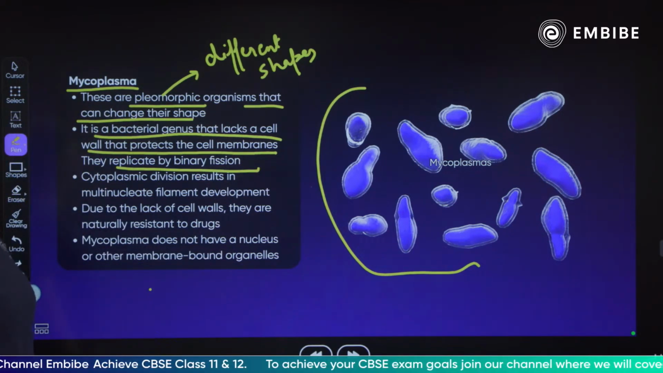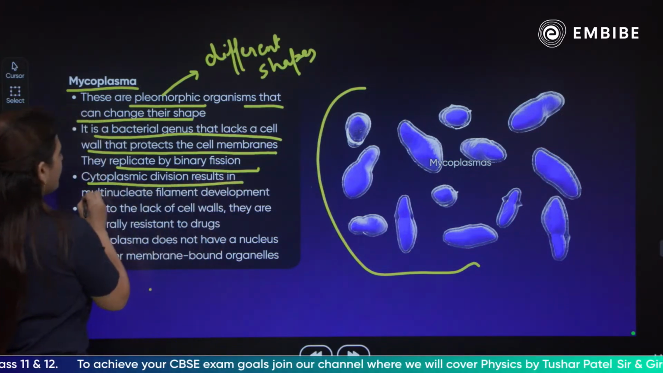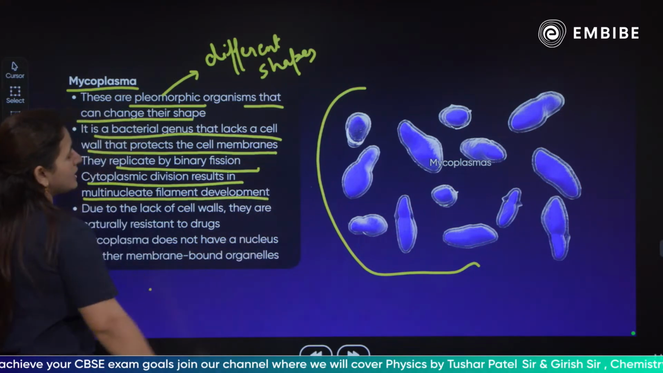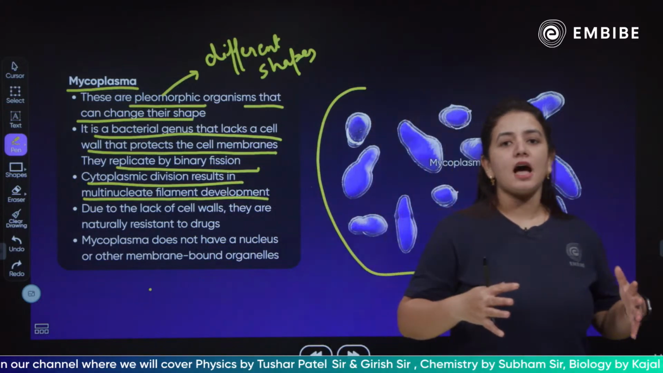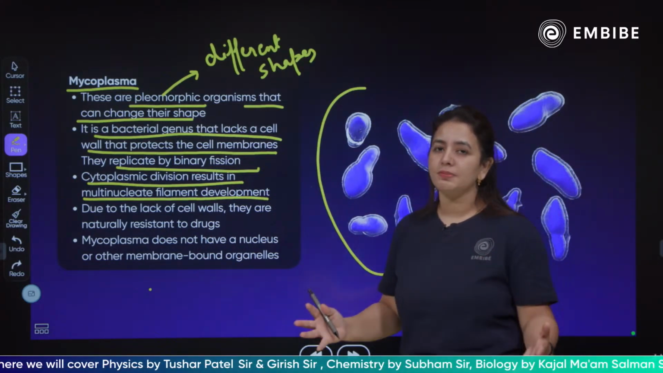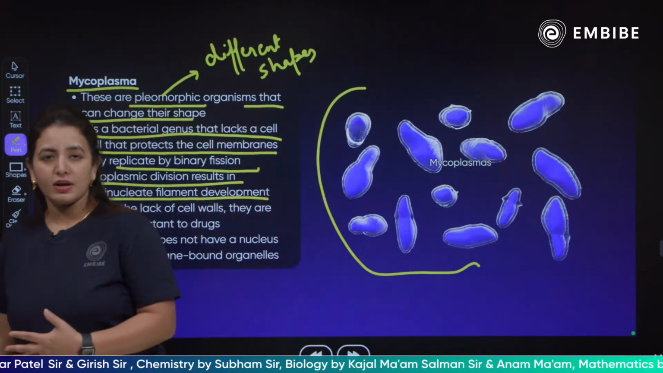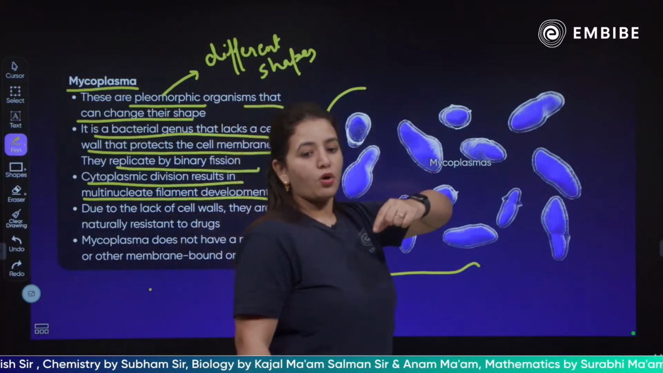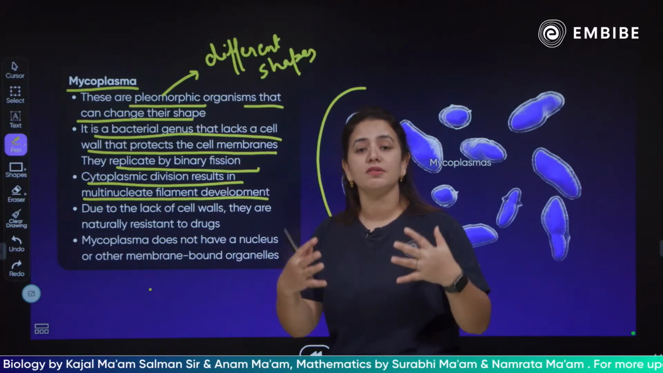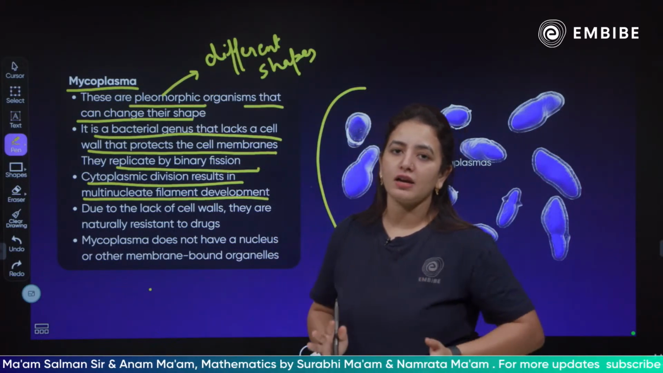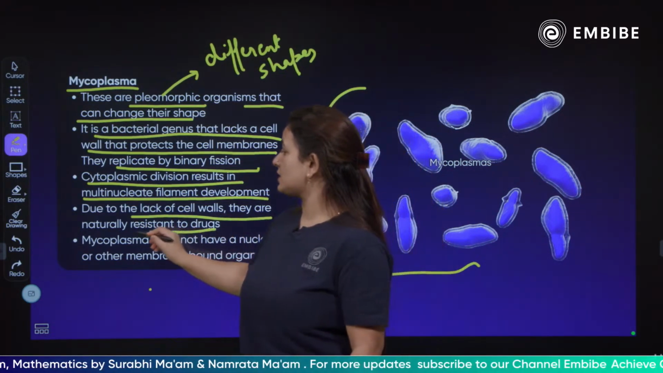The cytoplasmic division results in multinucleated filament development. What is cytoplasmic division? When the division takes place, it creates a multinucleate condition. Multinucleate means more than one nucleus is present, which led to the filament development. Okay, a filament is basically a whole rod-like structure with a multinucleate condition, which is more than one nucleus present in a stalk-like structure. Due to lack of a cell wall, they are naturally resistant to drugs.